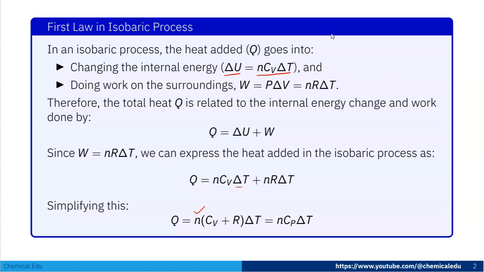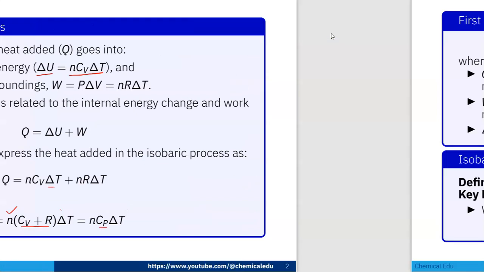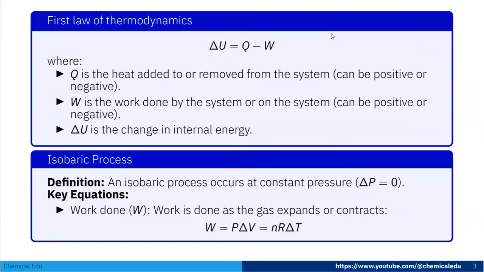Now n and ΔT are common, so Cv plus R. That Cv plus R is nothing but Cp. So Q is equal to nCpΔT. Now we know the first law of thermodynamics, ΔU is equal to Q minus W. Here Q is the heat added or removed from the system, can be positive or negative. W is the work done by the system or on the system, can be positive or negative, and ΔU is the change in the internal energy.